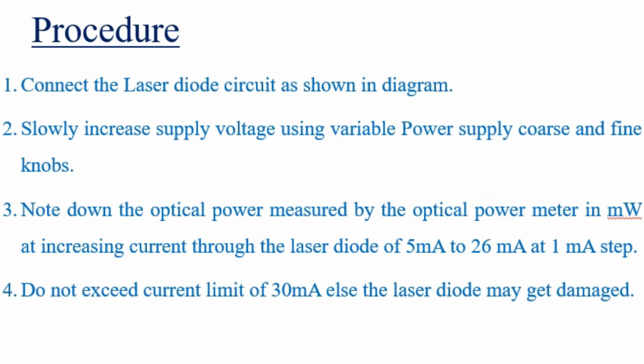Procedure: connect the laser diode as shown in the figure. Slowly increase the supply voltage using the variable power supply, coarse and fine knobs. Note down the optical power measured by the optical power meter in milliwatts at increasing current through the laser diode, from 5 milliamperes to 26 milliamperes in 1 milliampere steps. Do not exceed the current limit of 30 milliamperes, else the laser diode may be damaged.